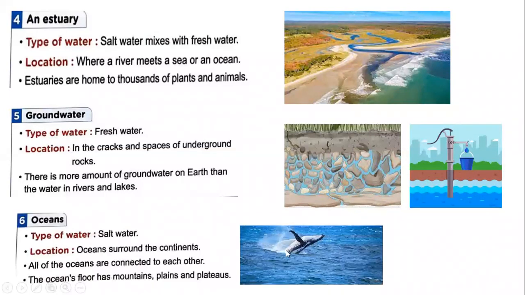Ocean, type of water, for sure, salt water. Location: oceans surround the continents. Continents اللي هي القارات يعني. افتكروها قوي الكلمة دي. So an ocean is a large body of water that surrounds continents. يبقى على طول مين؟ Ocean.